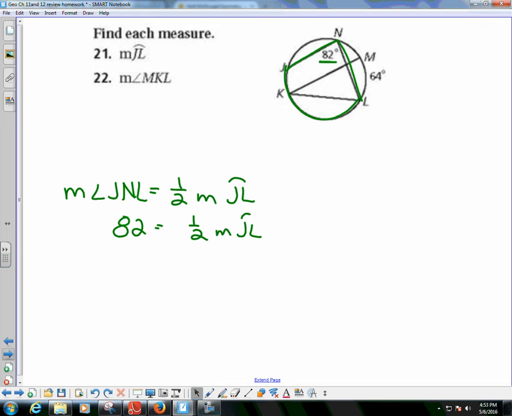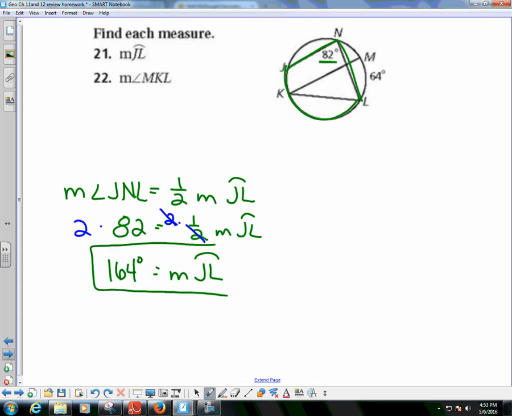Well, if I needed to figure out what JL is, I'm going to multiply both sides by 2. This 2 cancels with this. I've managed to get the measure of JL all by itself. So the measure of JL is 82 times 2 is 164. It's an arc, so it's measured in degrees. So that's number 21.